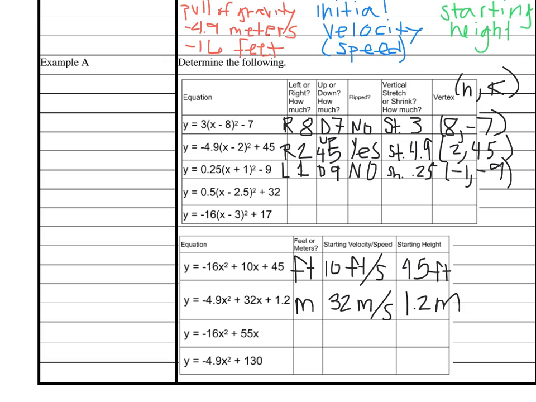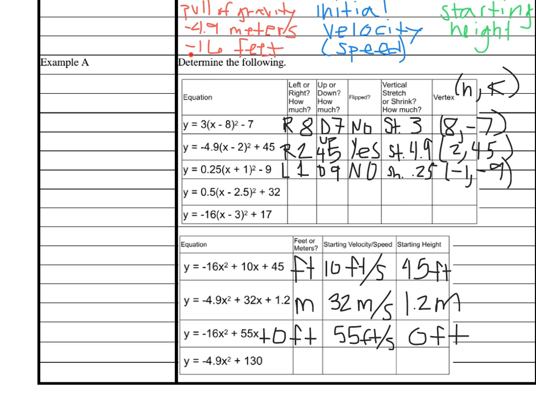Alright, next one. To determine feet or meters, we have negative 16 here. Negative 16 tells us it is in feet. Alright, starting velocity or speed is the next one. It has just an x by it, so that would be 55 feet per second. And then last, we look for our starting height, which is at the end with no x by it at all, which if we look, it's missing right here. So actually that is plus 0, which means our starting height is also 0 feet.